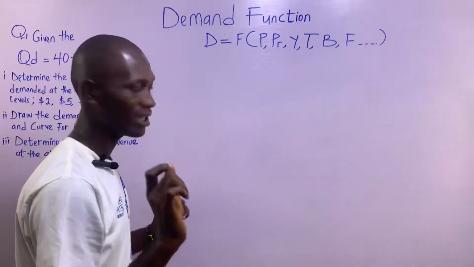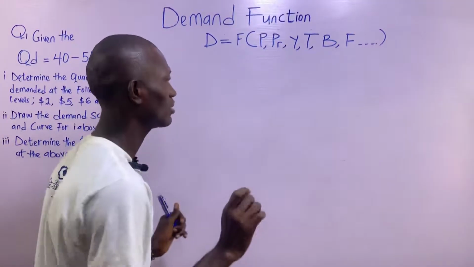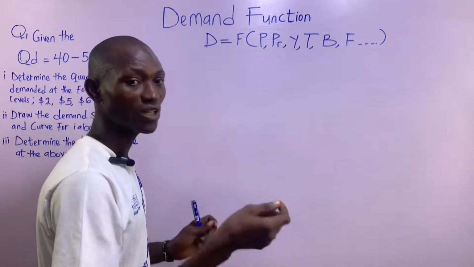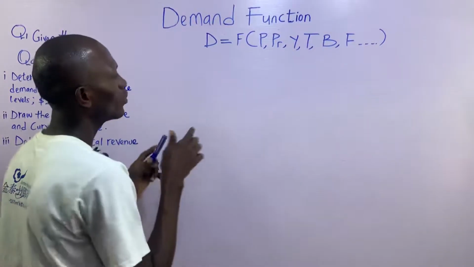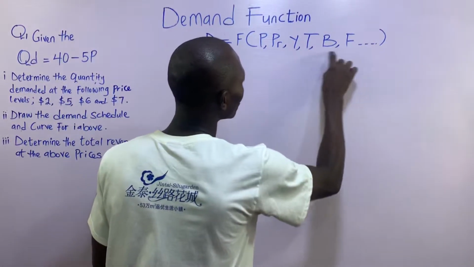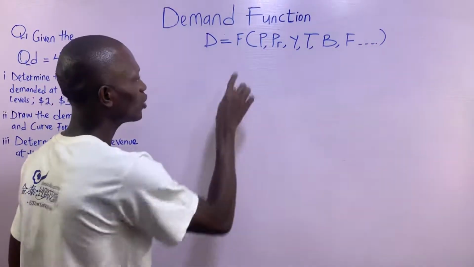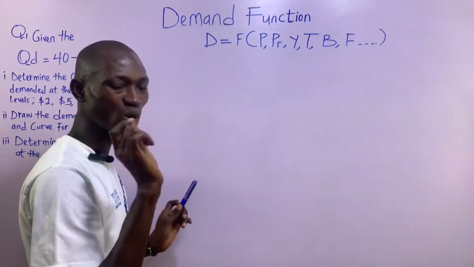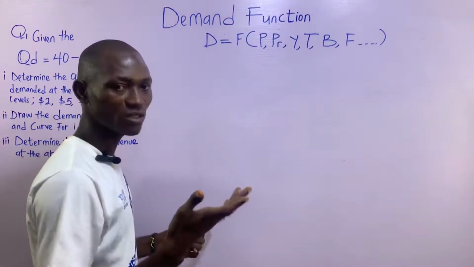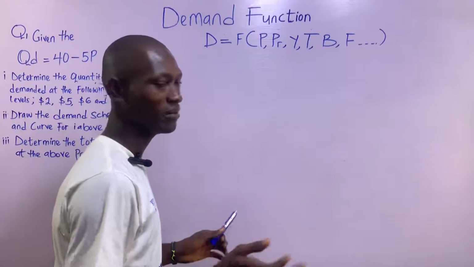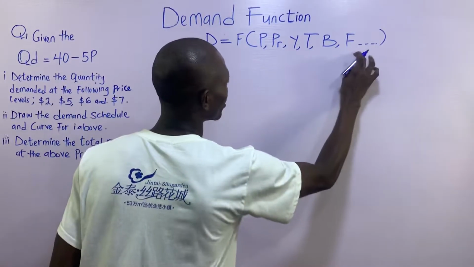But here, we are going to be playing with the phrase ceteris paribus, meaning that all things being equal. What that means is that here, we are going to hold all of the factors constant and assume that only price of the commodity is the determinant of demand, although price of the commodity is still the major determinant of demand, among other ones. So here, we are going to hold all these factors constant.